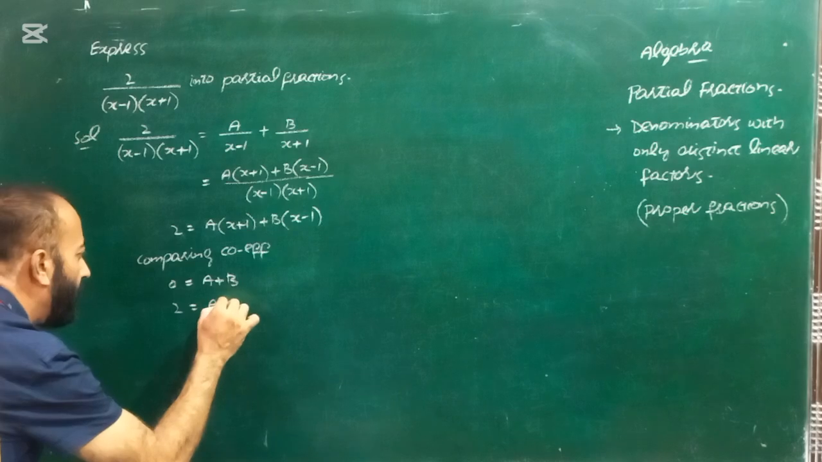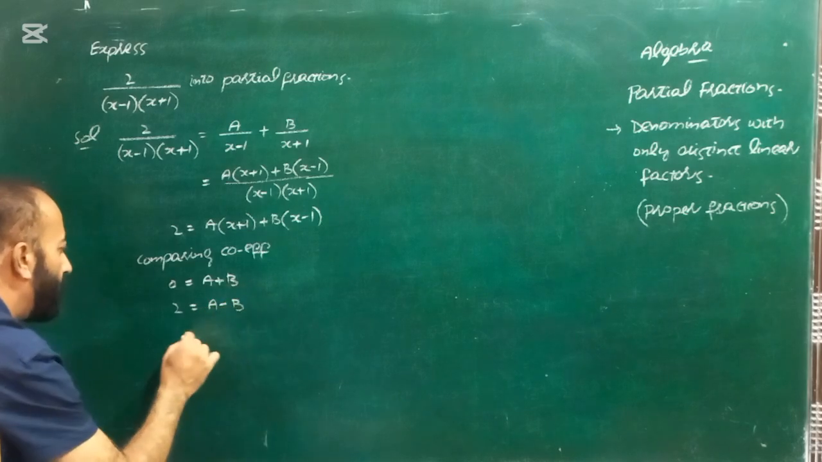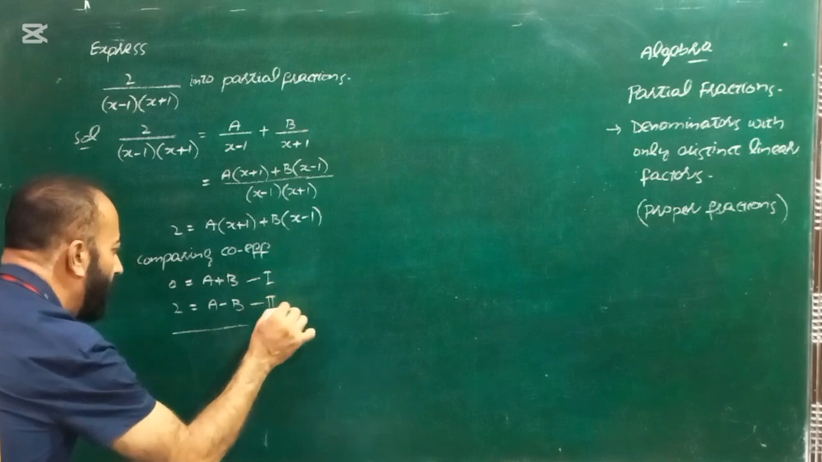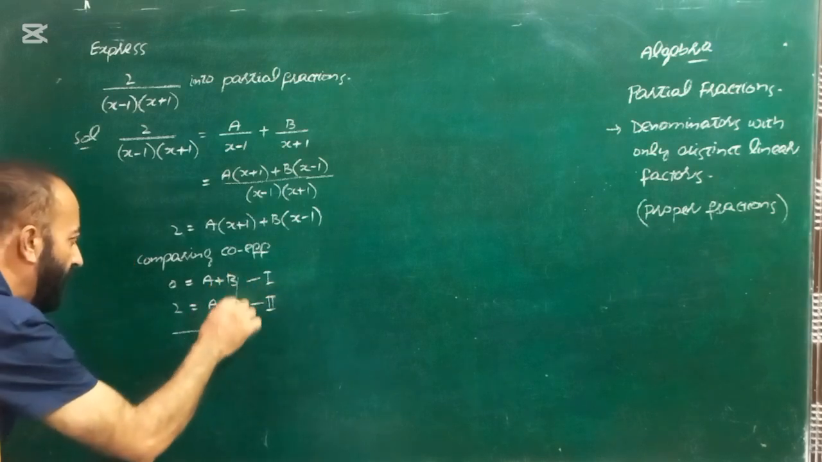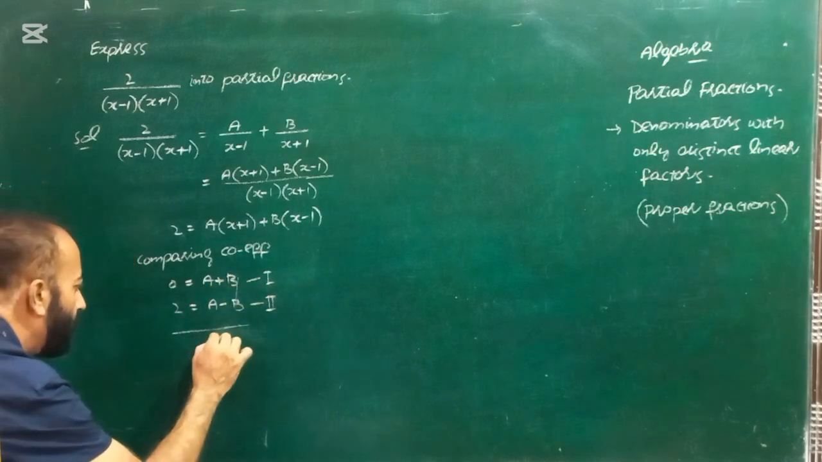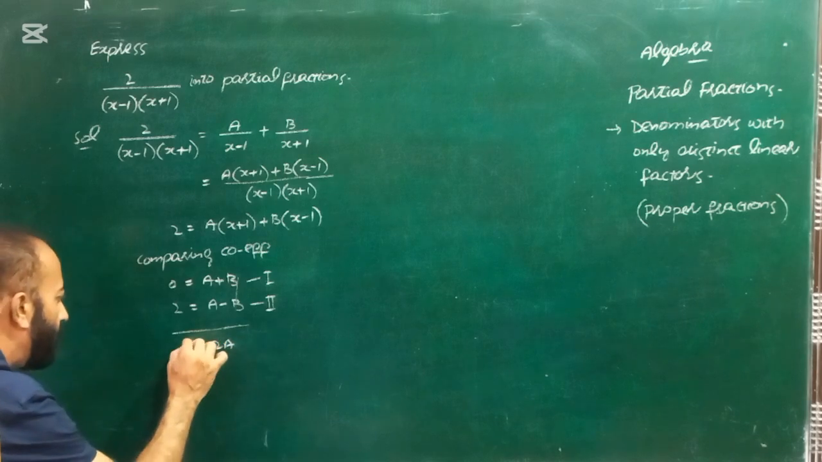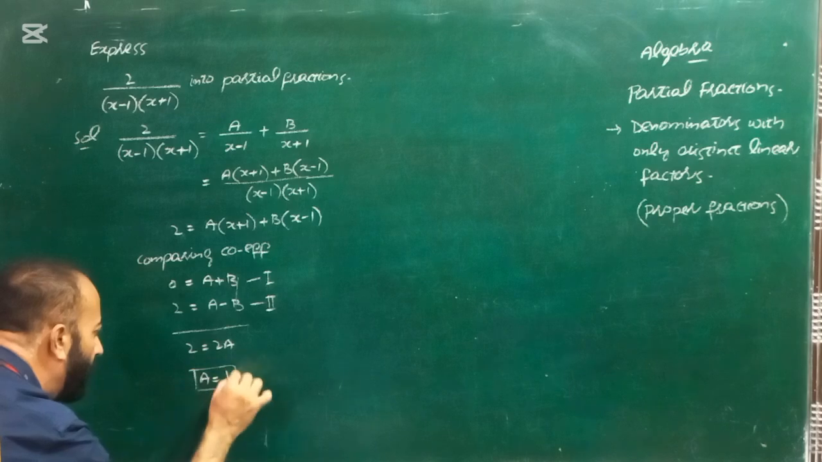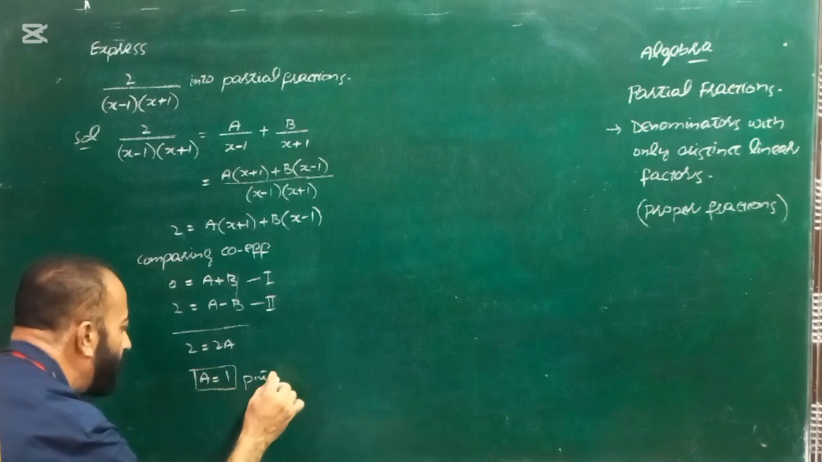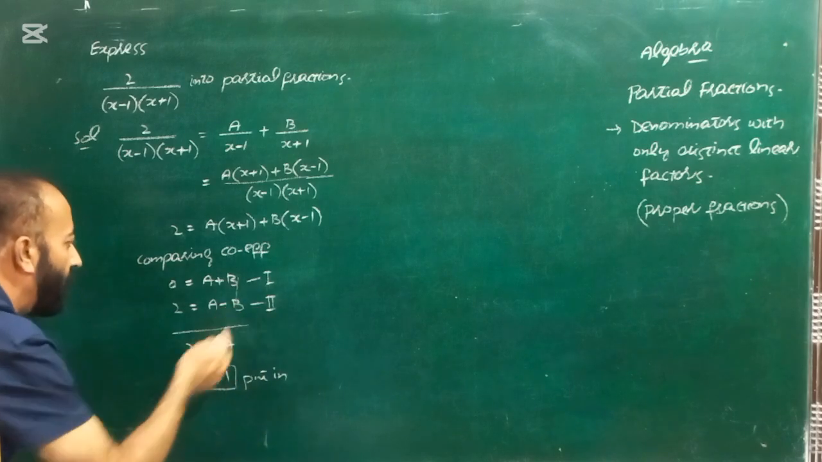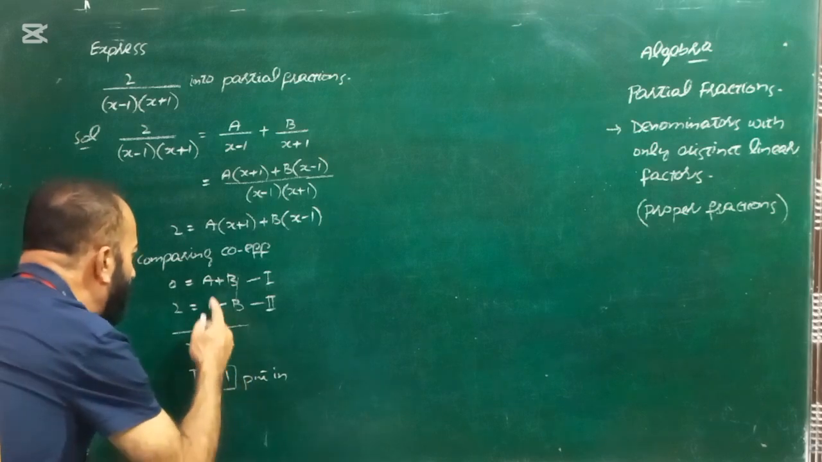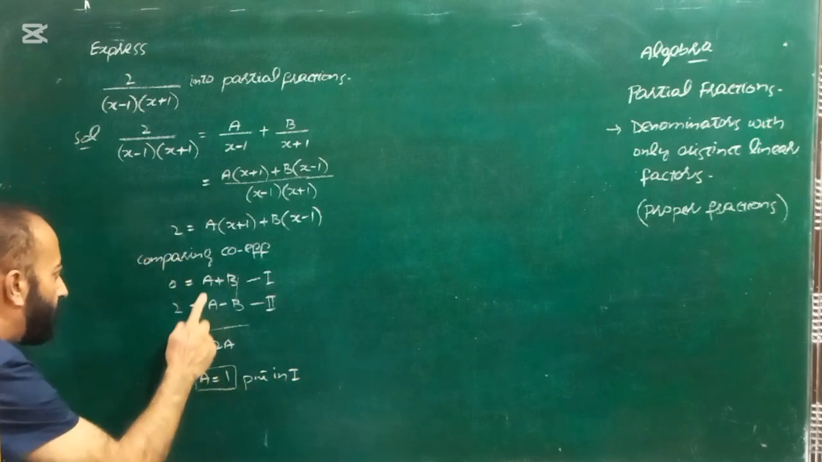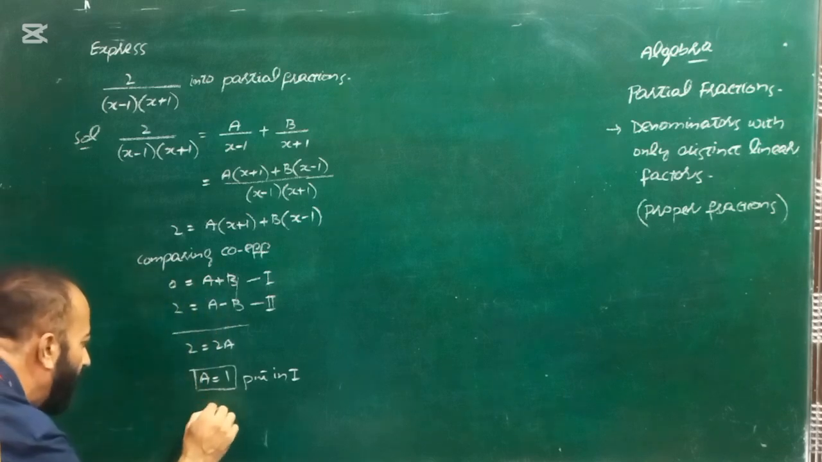So at this stage, if you call this equation number 1, this is equation number 2. Simply adding them, b will be cancelled. So 2a will be equal to 2 and a will be equal to 1. So put this a equal to 1 in any one equation, 1 or 2. For example, we are going to put it in 1. So a is 1, so b will be equal to minus 1.